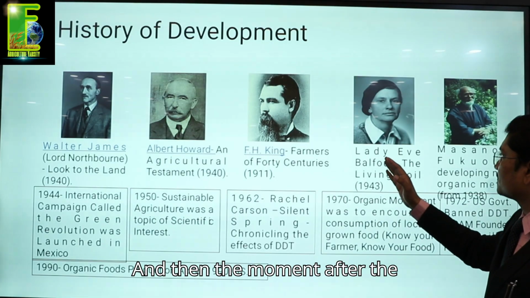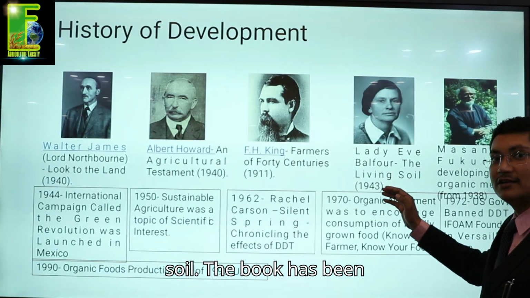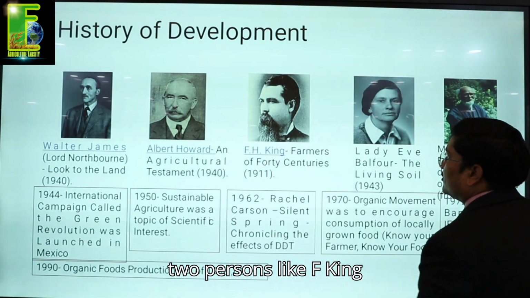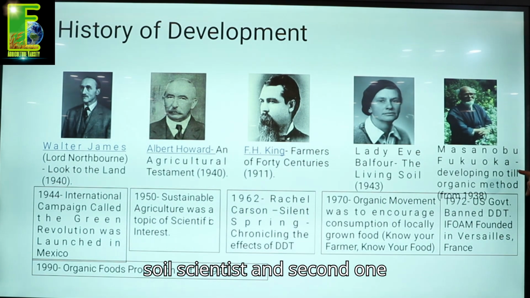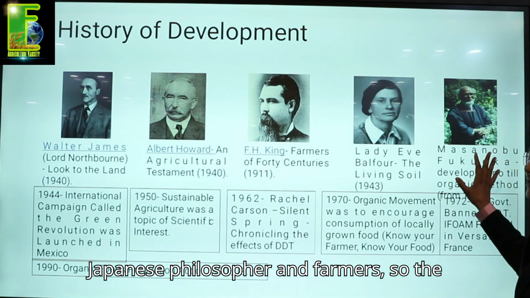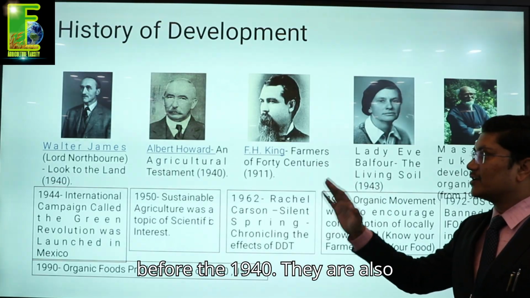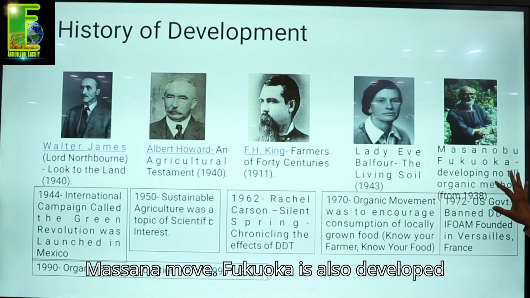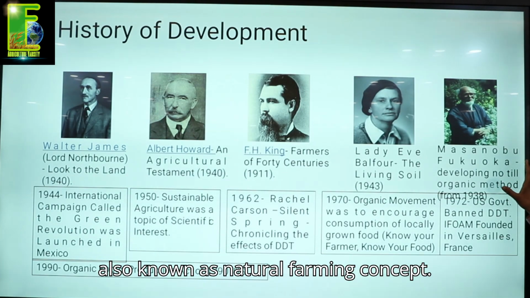And then the movement, after 1940, had started. Lady Eve Balfour's book The Living Soil was published in 1943. And two persons, F.H. King, who was a soil scientist, and second, Masanobu Fukuoka, a Japanese philosopher and farmer, did earlier work before the 1940s. They also practiced organic farming, and Masanobu Fukuoka also developed the natural farming concept, so it is also known as the natural farming concept.